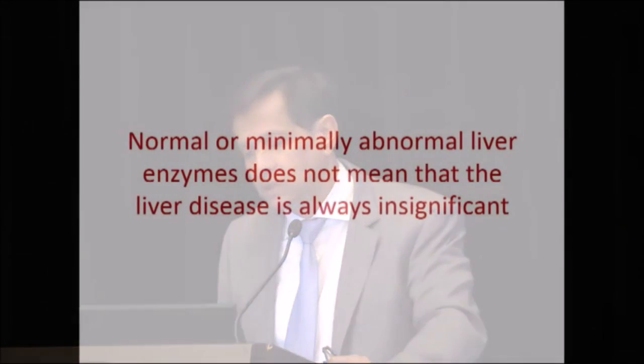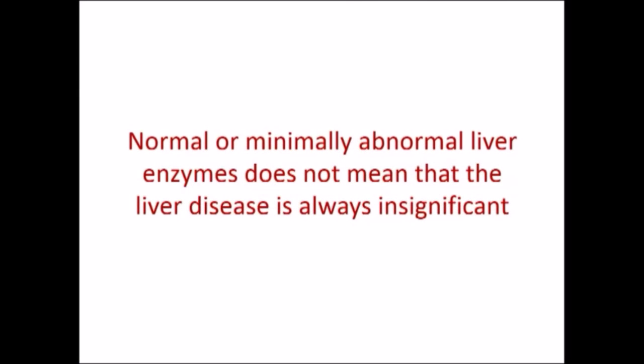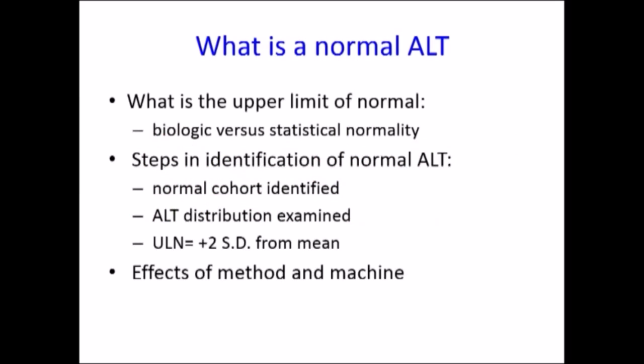So another caveat here is that normal or minimally abnormal liver enzymes does not mean that the liver disease is minimal. So this again begs the question of what is a normal upper limit of ALT? And we need to make a distinction between biologically normal and statistically normal, because the way all the labs set up their normal was based on statistics, not on biology.